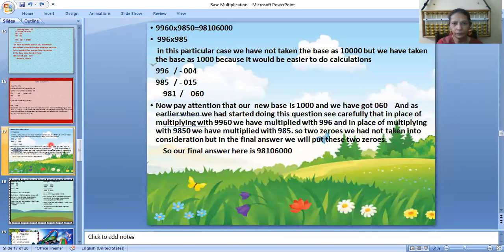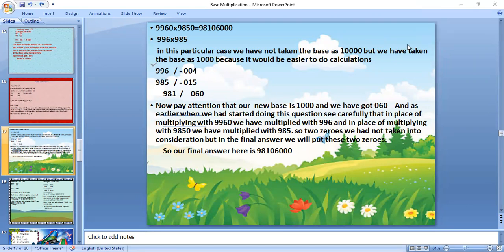So now you look at this question. This question is very important from the point of view of Vedic maths. Now, why am I giving importance to this question? You can see here, this is 9960 multiplied by 9850, and I have already written the answer here. There is some reason why I am doing this particular question, because it is very important from the point of view of Vedic maths.